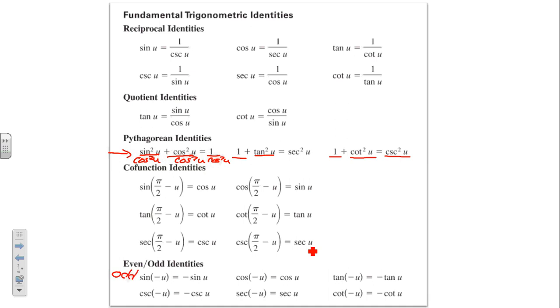Okay, and that was always our test. If we plug in a negative x for whatever our function is and we get the opposite of the original function out, it was odd. If we plugged a negative x in for it and we got the original function back, it was even. Okay, cosine, is cosine odd or even? Even, because when we plug a negative u in for our cosine, we still get the original cosine back. So this one's even.